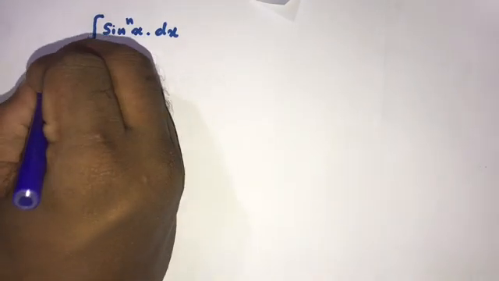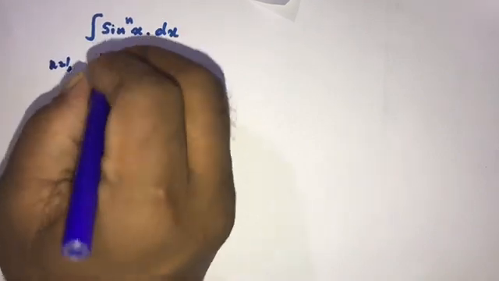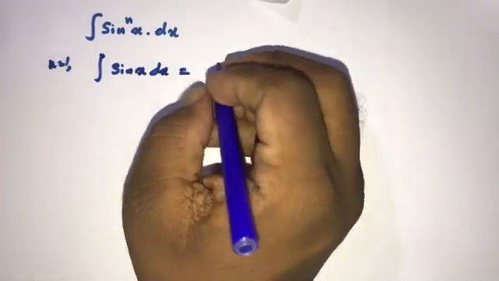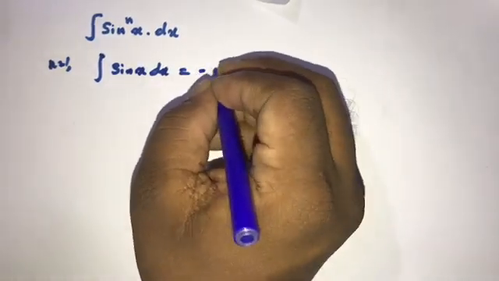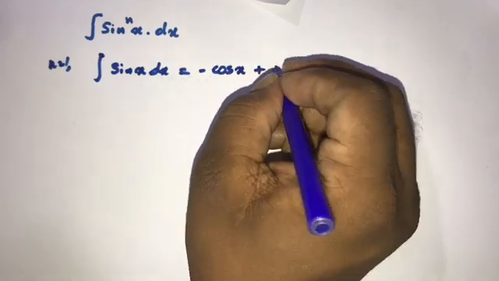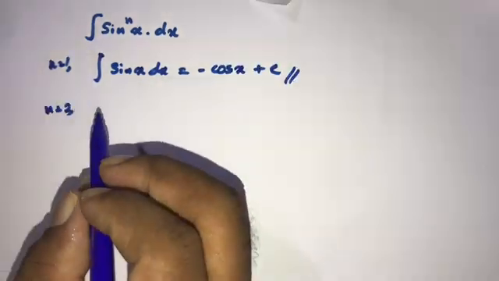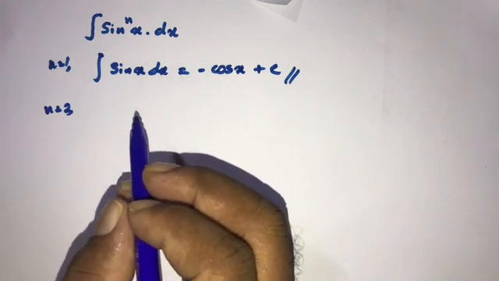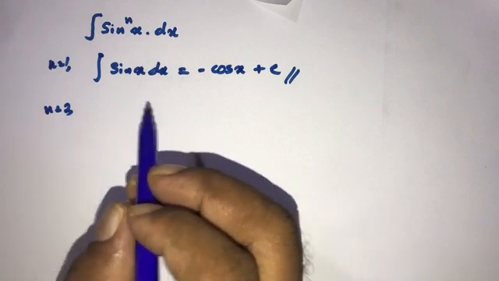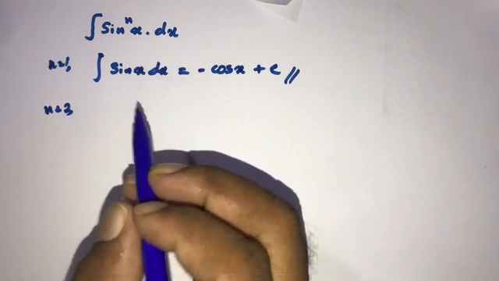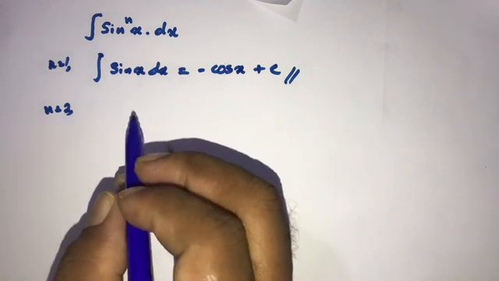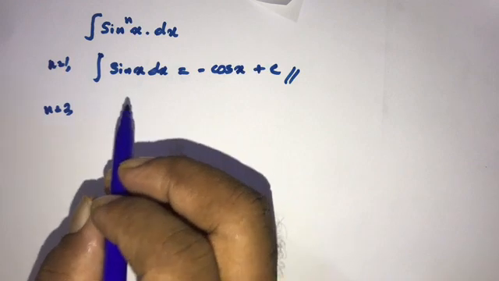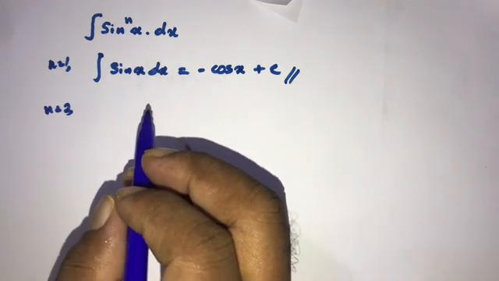When n is equal to 1, we know the general formula: the integral of sine of x dx is equal to minus cosine of x plus c. Now we have to evaluate when n is equal to 2, 3, 4, 5, 6, 7. If n is an even positive integer, we can integrate it by using trigonometric power reducing formulas. On the other hand, if n is an odd positive integer, we can evaluate it by using the substitution method.